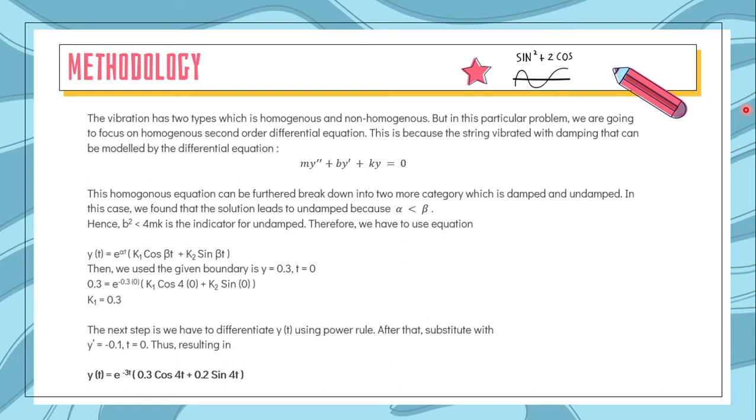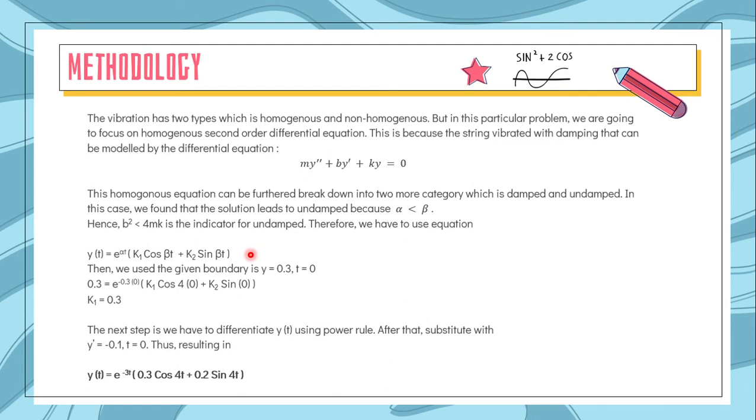This homogeneous equation can be further broken down into two more categories, which are damped and undamped. In this case, we found that the solution leads to undamped because alpha is less than beta. Hence, b squared less than 4mk is the indicator. Therefore, we have to use the equation y(t) equals e to the power of alpha t times k1 cos beta t plus k2 sin beta t.